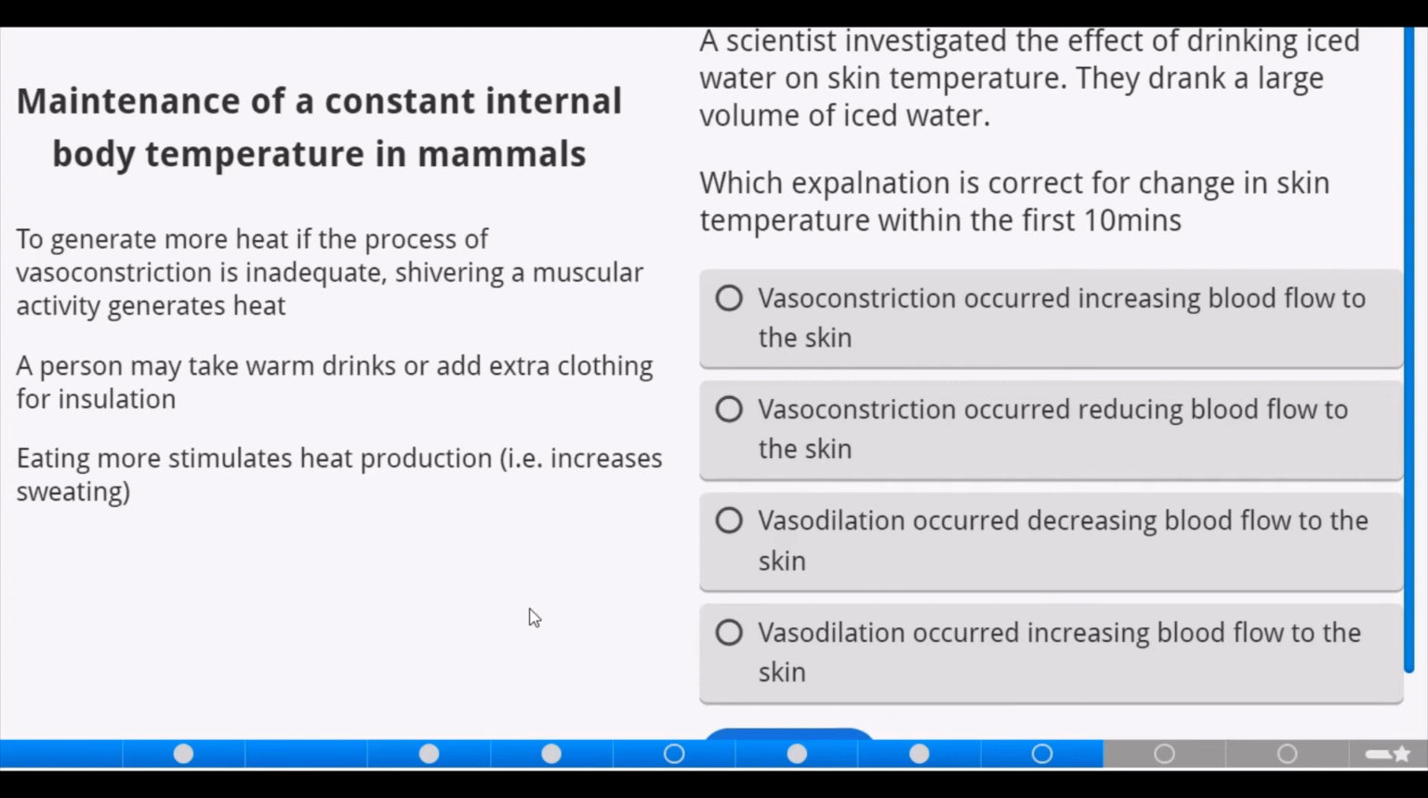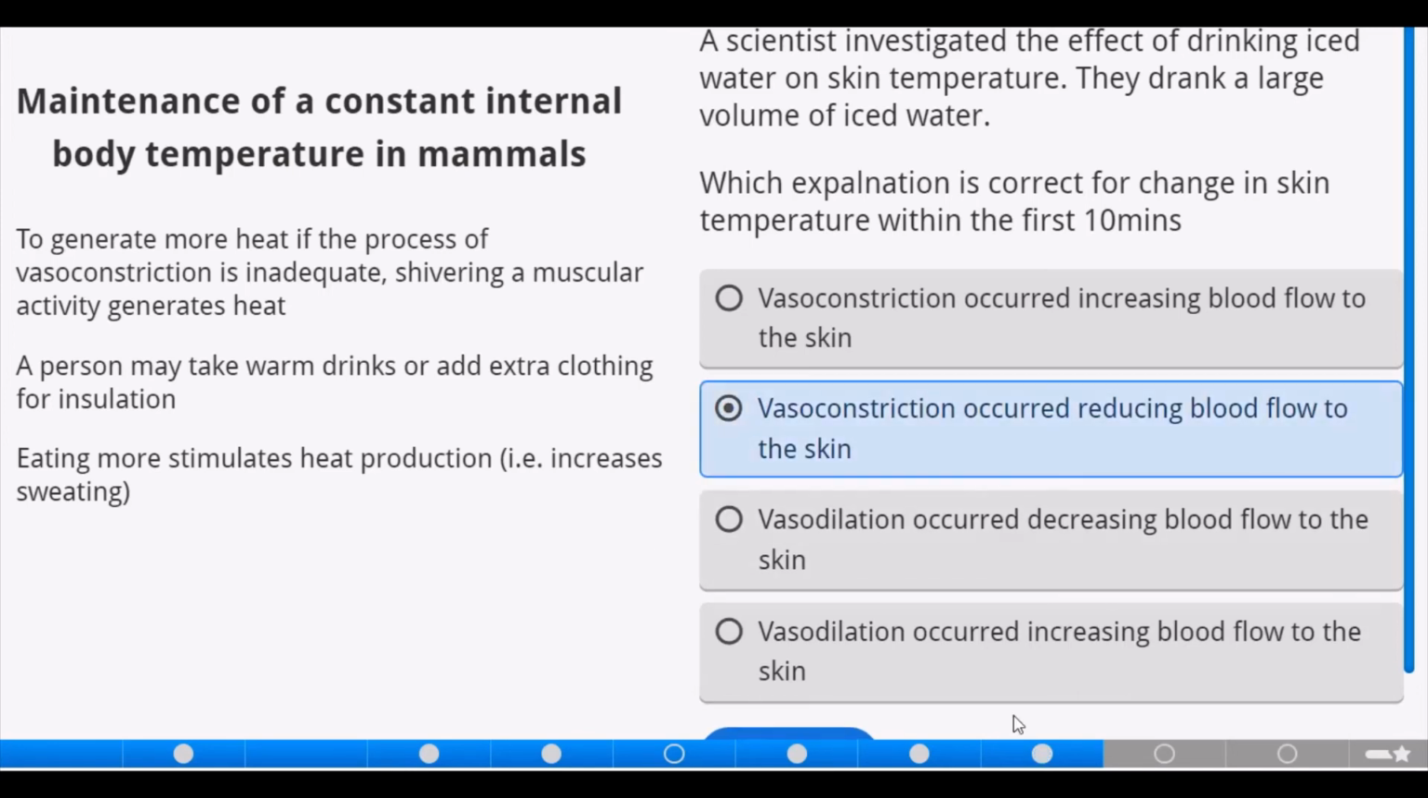A scientist investigated the effect of drinking iced water on skin temperature. They drank a large volume of iced water. Which explanation is correct for the change in skin temperature within the first 10 minutes? Vasoconstriction occurred, increasing blood flow to the skin. No, vasoconstriction occurred, reducing blood flow to the skin. Yes.